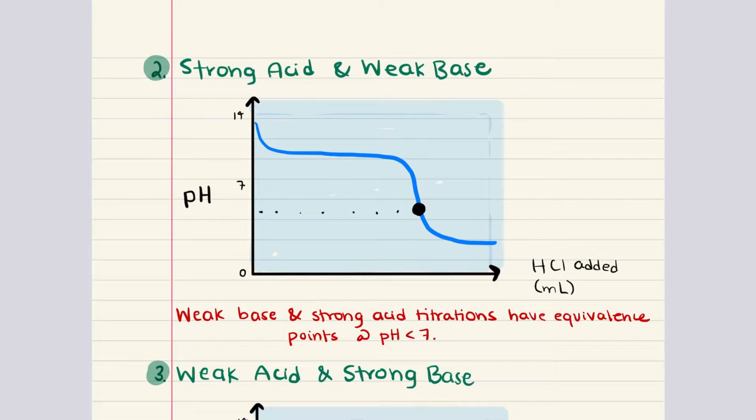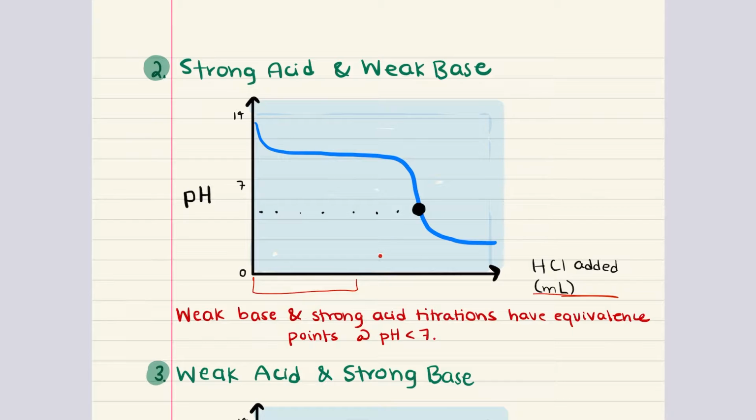At the beginning of the titration, the solution is predominantly basic due to the presence of the weak base. Let's say ammonia. Ammonia is a weak base that partially dissociates in water. So in this region, when we're adding just small amounts of hydrochloric acid, the pH will not change drastically because the solution is still dominated by the basic species. But as more hydrochloric acid is added, the ammonia is gradually converted to its conjugate acid, ammonium.